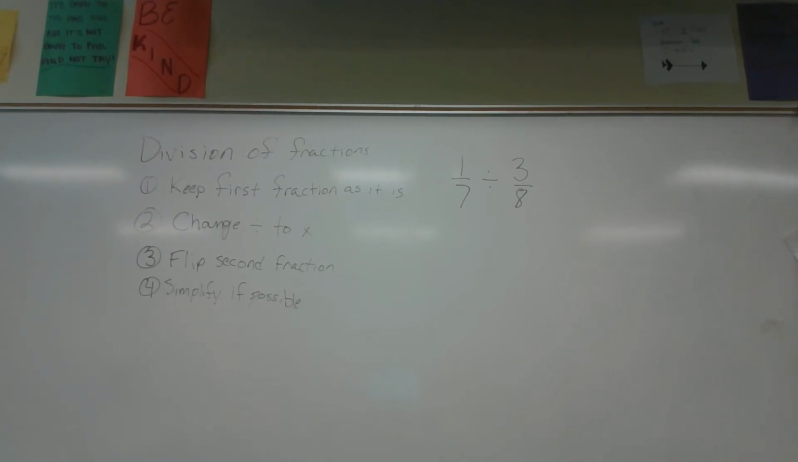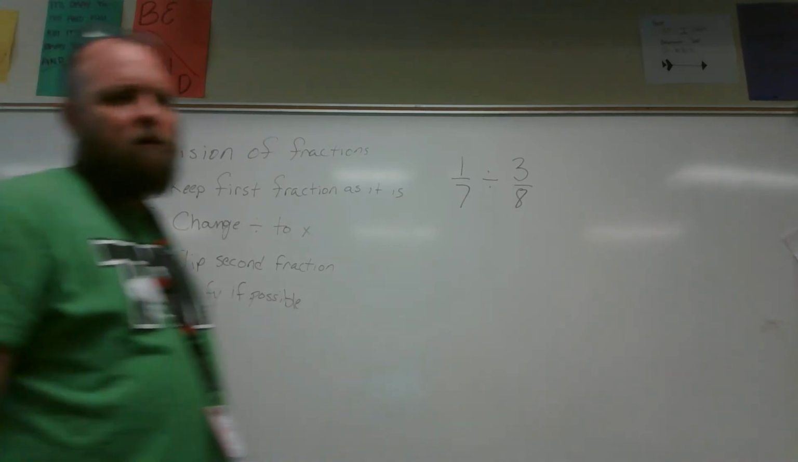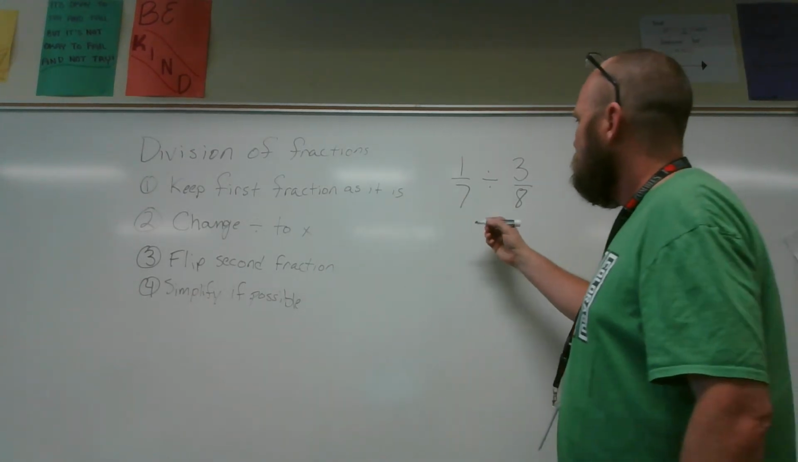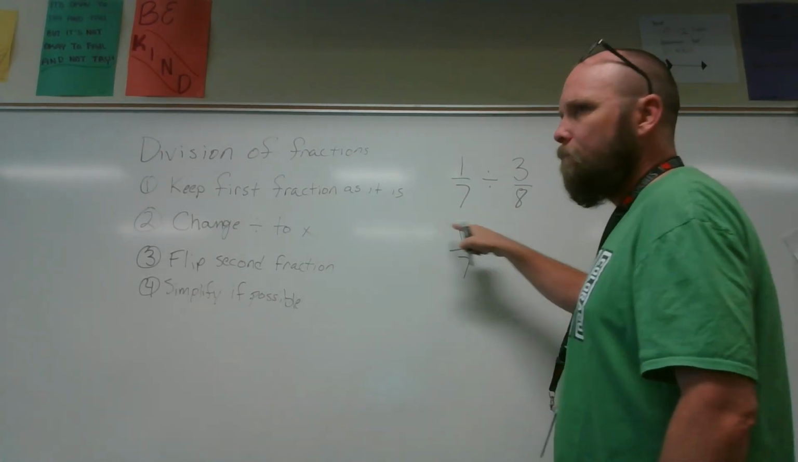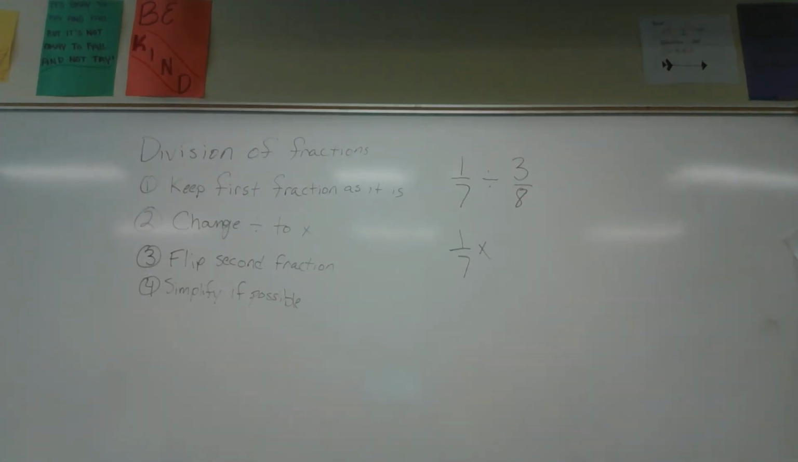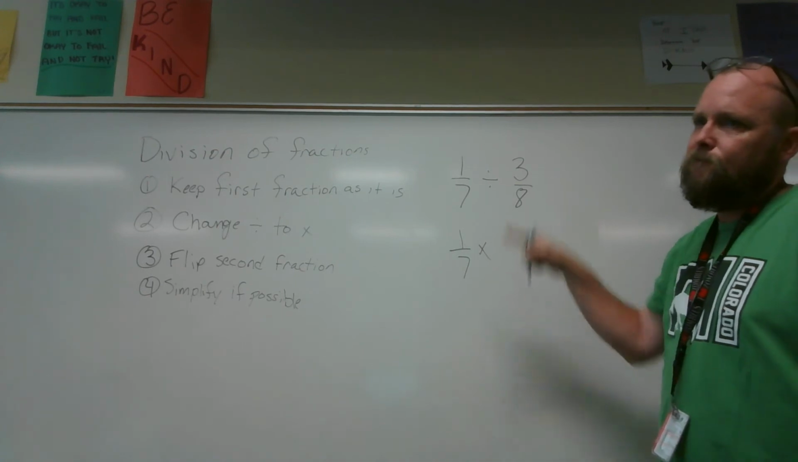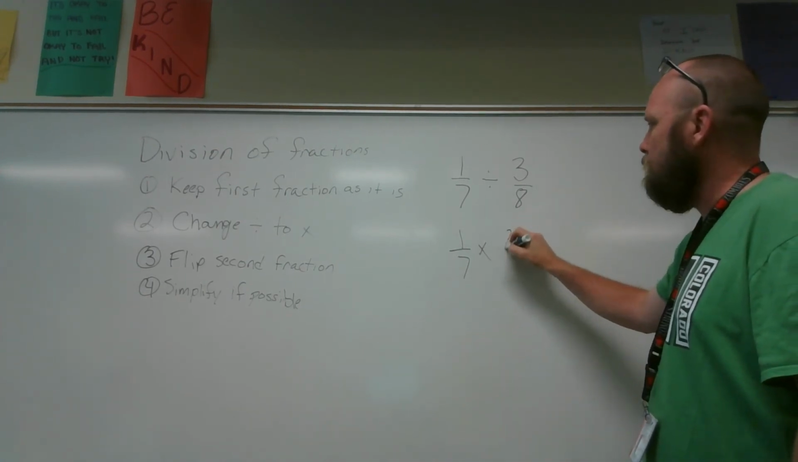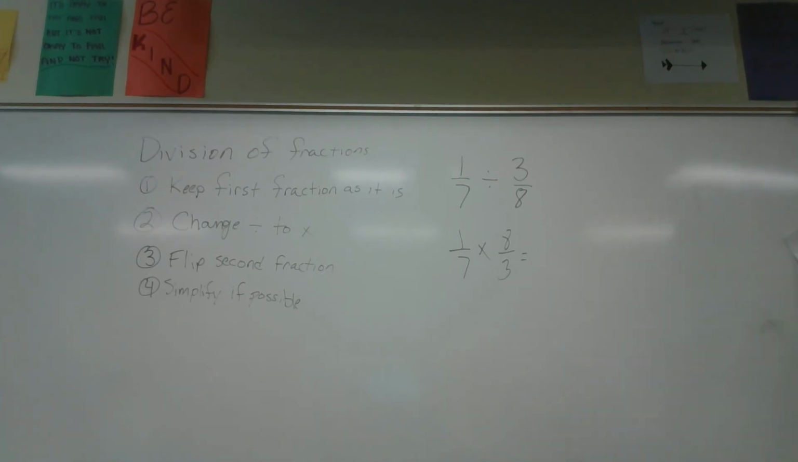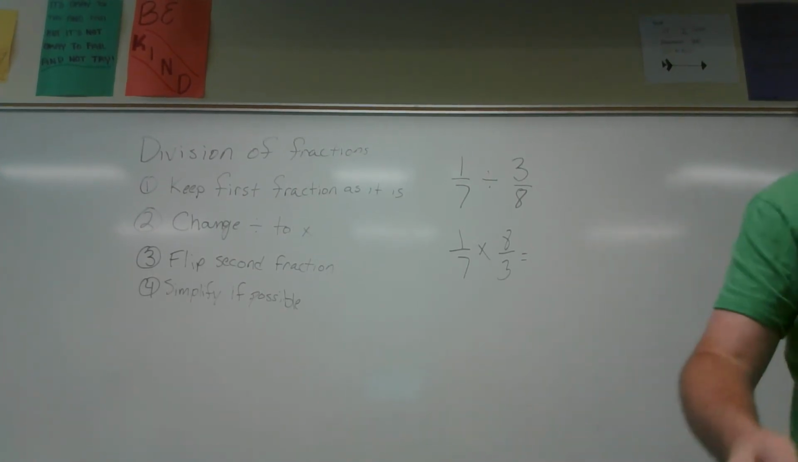Miracle, how do I rewrite this problem? Times it. Okay, so I do 1/7, keep, change to multiplication. What happens to this second fraction? Flip it over so I get 8/3. Keep, change, flip. Thank you, Miracle.